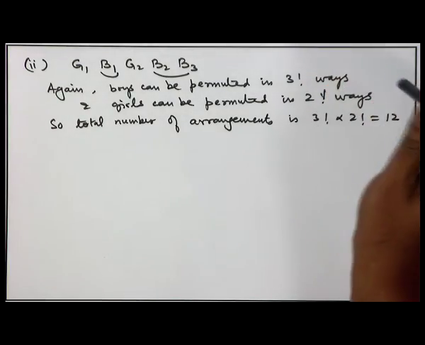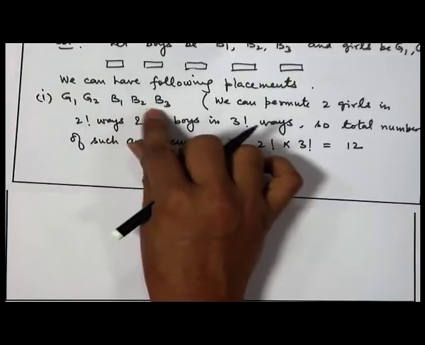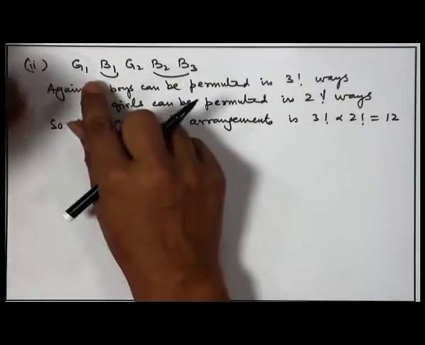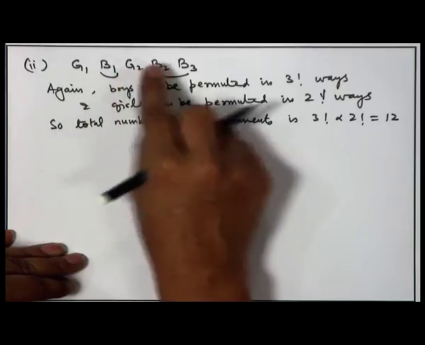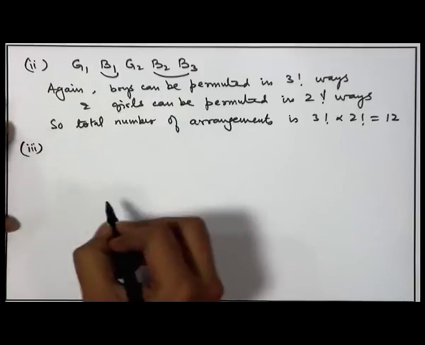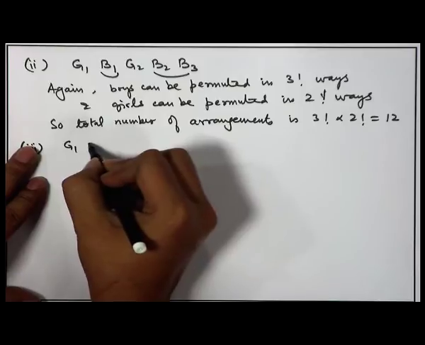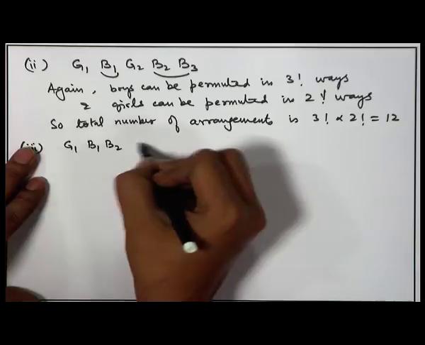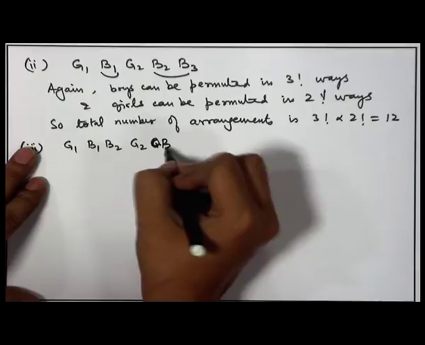So, what we have done? We have counted the arrangements in which 2 girls occupy the first places and the 3 boys occupy the next 3 places. The second option we have taken is one in which there is a girl followed by a boy, and then a girl followed by 2 boys. Let us look at the third possibility. We can have a girl first, then a boy, then another boy, then a girl, and then a boy.